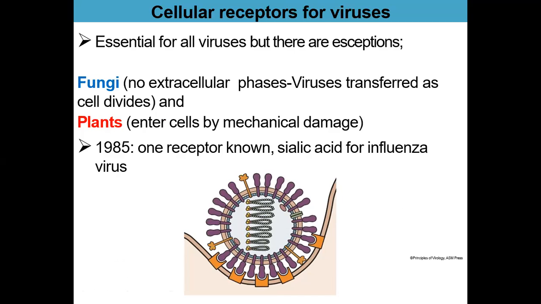So for the receptors, this one is the flu virus. If you can remember, it has 8 segmented molecules, and in 1985, we just knew one receptor, and that was sialic acid, for the flu virus. So this is relatively a new field of investigation, and since 1985, we have discovered a lot of receptors, and now we have lots of technologies, lots of advanced techniques.